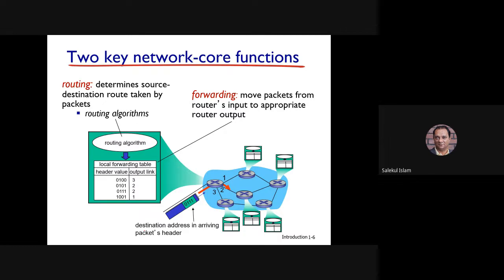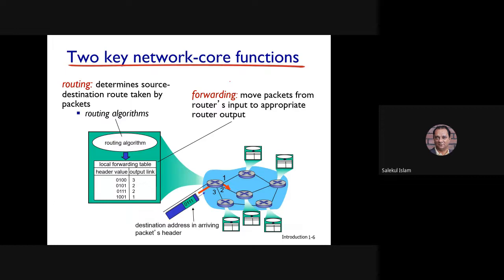Now we want to discuss the two key network core functions. That means, who will perform these functions? The routers we have inside the core will perform these functions. These two are the main functions that our core routers will perform. And we always want our core routers free from other functions, so we don't want to add more functions inside our core routers.